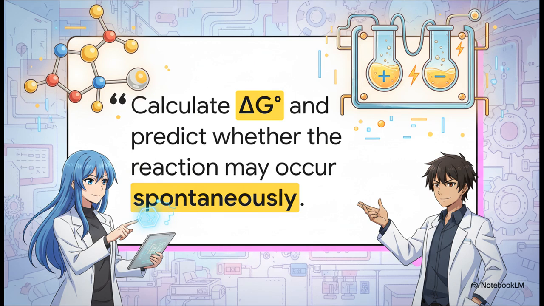All right, now we're hitting the boss level questions. Check this out. The question asks you to calculate delta G and predict spontaneity. See what they did there? They combine what we just learned about Gibbs free energy with electrochemistry. They're giving you electrical data and asking you to predict if a reaction will go. This is a classic exam move. So how on earth do we connect these two worlds?